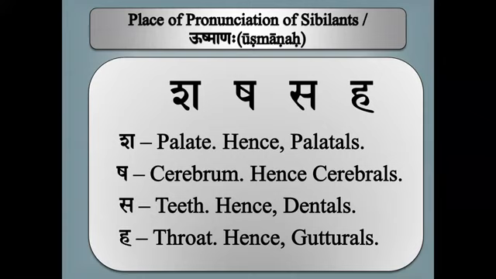All the four are Mahaprana. There is no Alpaprana, Ushmana, Varna. There is no non-aspirate sibilant. Remember.